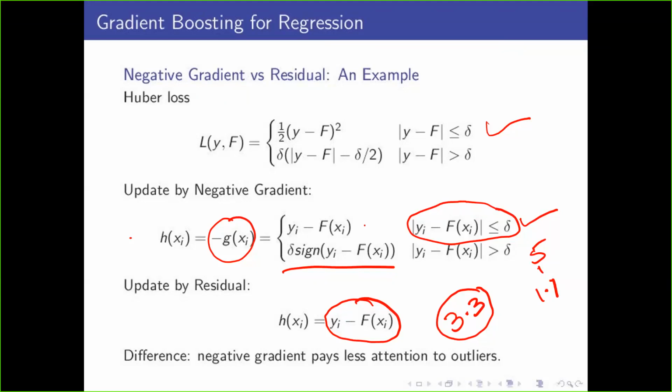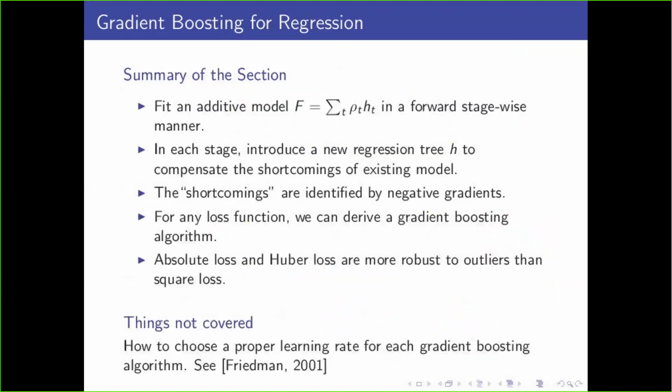All right then. So the summary of the session is that we are trying to fit an additive model in the forward stage-wise manner. At each stage, we are introducing a new regression model to compensate for the shortcomings of the existing model. And the shortcomings are identified by negative gradients. So for any loss function, we can derive the gradient boosting algorithm. The benefit of formulating this algorithm using the concept of gradient rather than the residual is that the negative gradient is more robust to the outliers than the residuals.